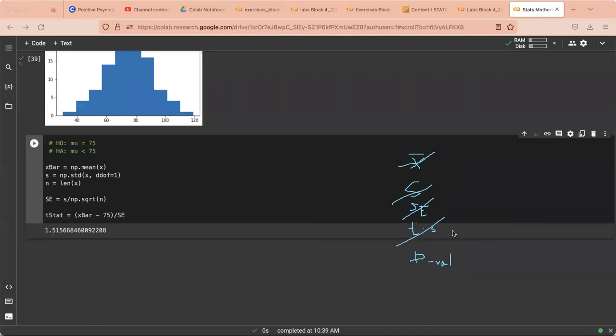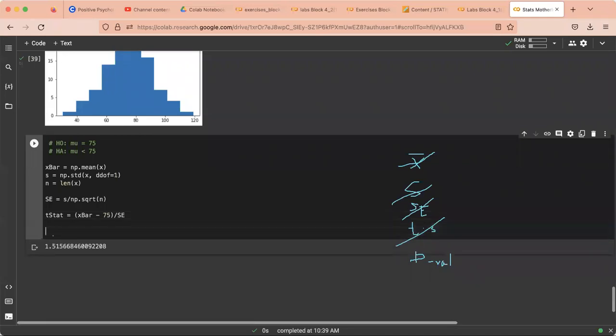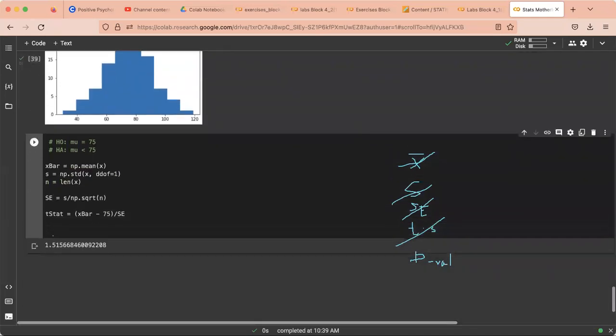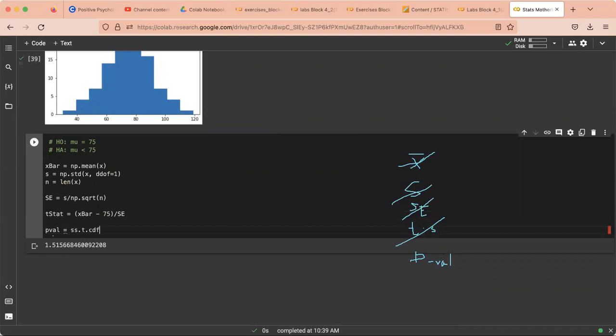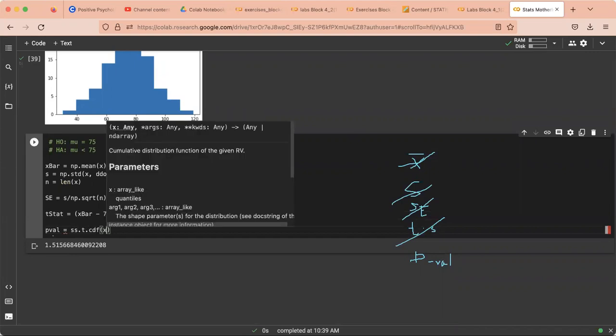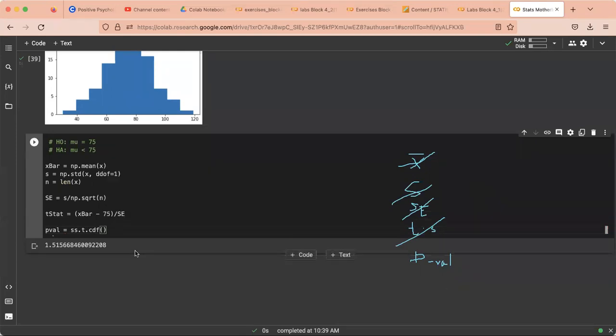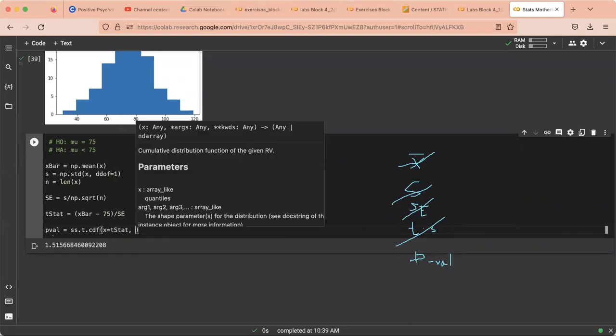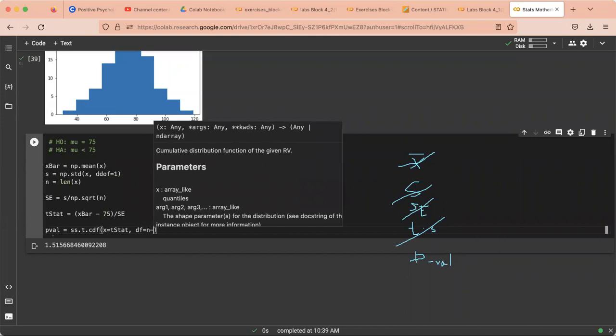So what do we do next? Since this distribution is normal, we can use scipy.stats. So we do pval equals scipy.stats.t.cdf, where I think it's x. No, give me 1 second. I'm looking at the formula. So yes, our x equals our t-stat, because we're telling it where it is in the distribution. And then we do degrees of freedom equals n minus 1.